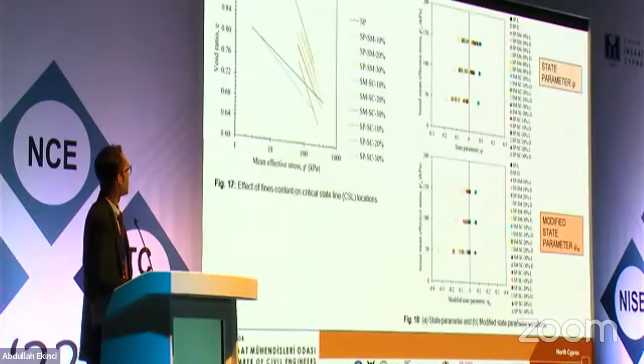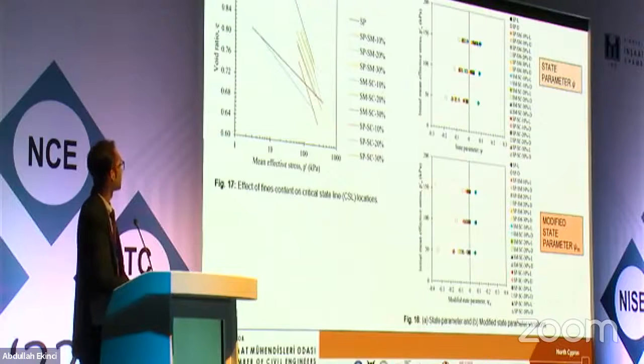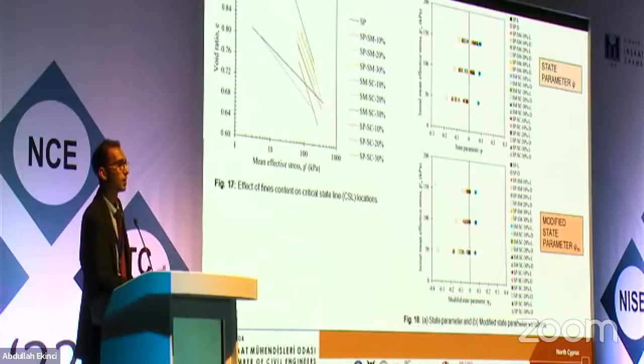Now, coming towards the effect of the fines content on the critical state line, as you can see, we have quite a lot of variations, in fact, as compared to the original sand. There are three factors involved here. You can see that first, when the fines content was introduced, the shifting and rotation of the critical state lines occurred. The first factor can be attributed to the carbonate content which is present in the soil, the second one is the amount of fines content, and the third one is the plasticity index.